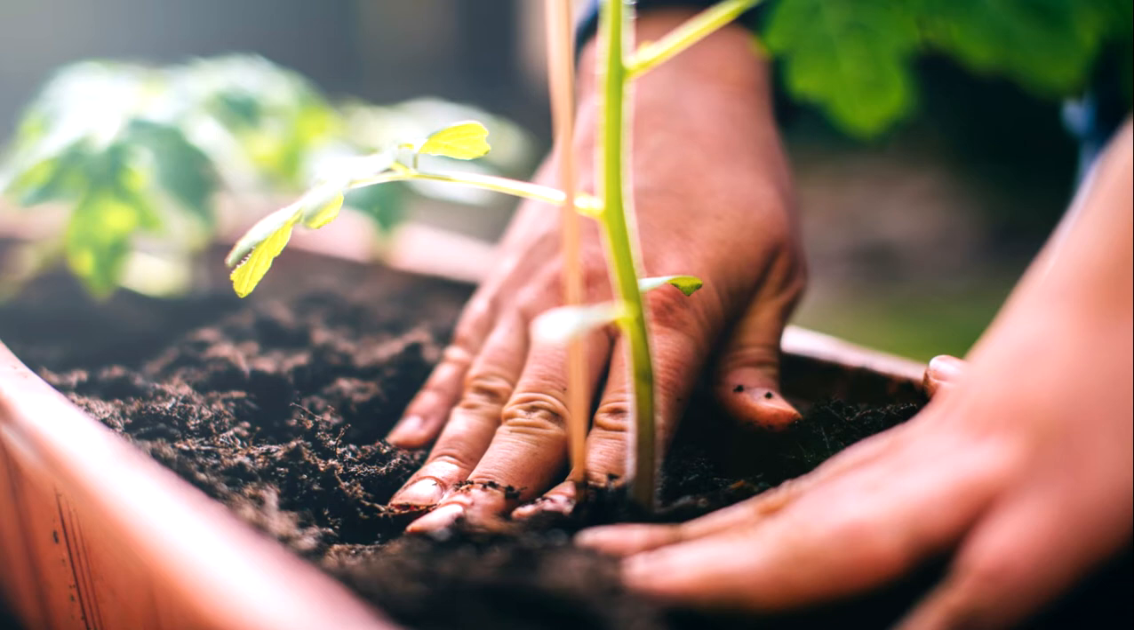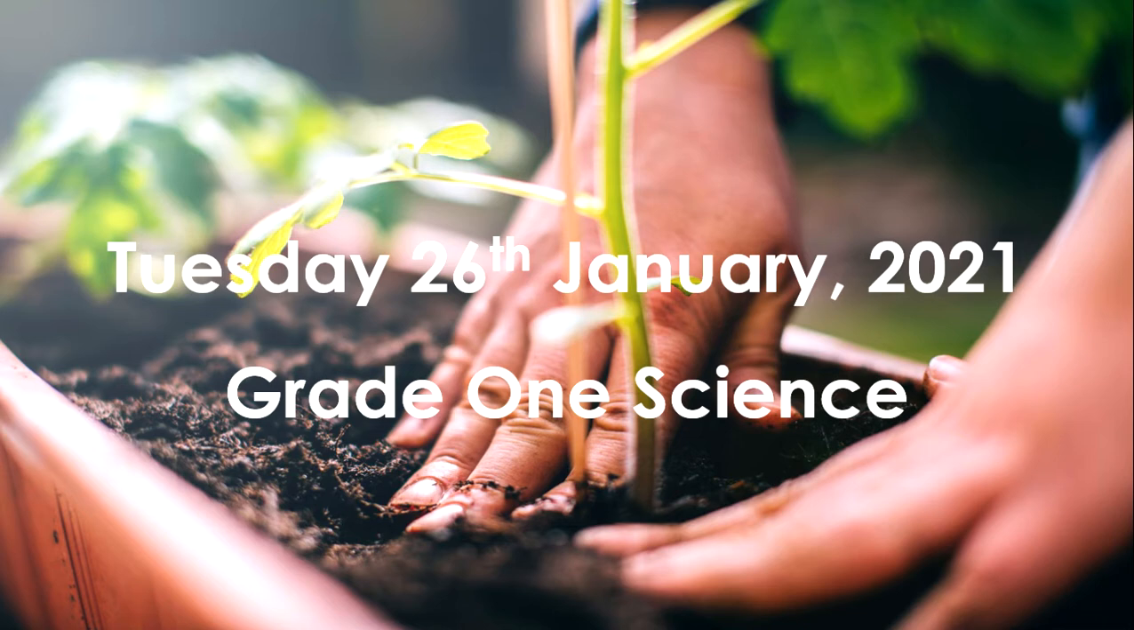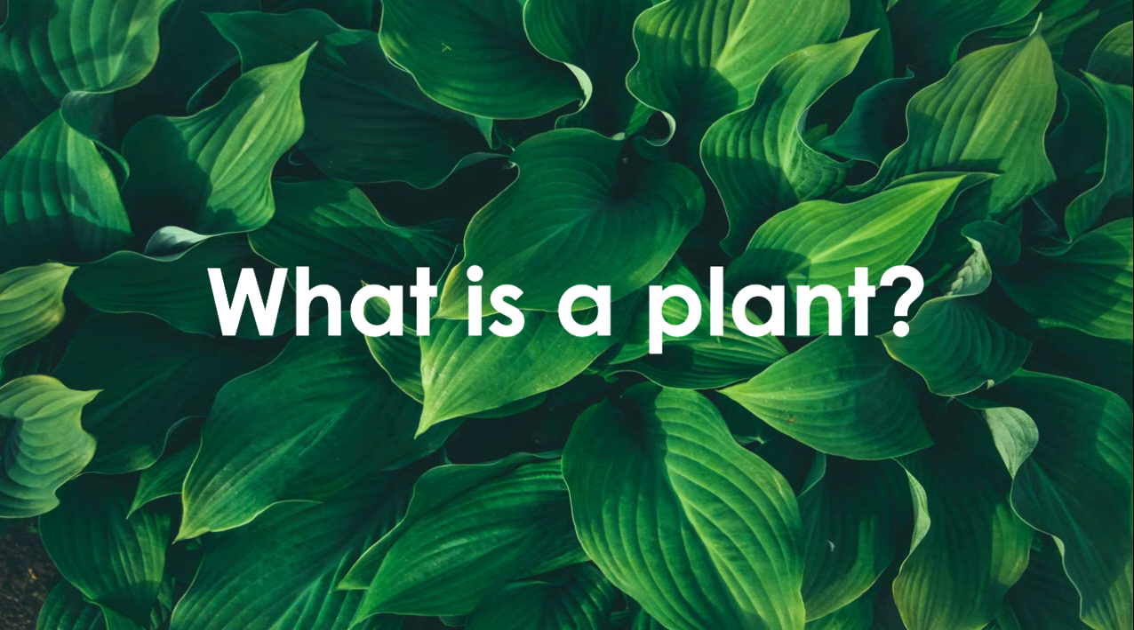Okay, let's see if your guess is right. As a reminder, today is Tuesday, the 26th of January in the year 2021, and we are going to have science. And for science today, we are going to be looking at types of plants. Did you guess that correctly, that we'll be looking at plants today? If so, great job. What is a plant?